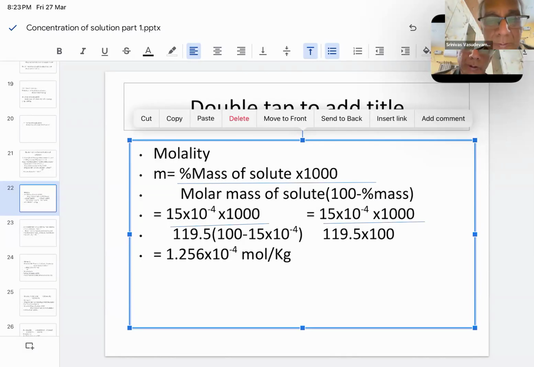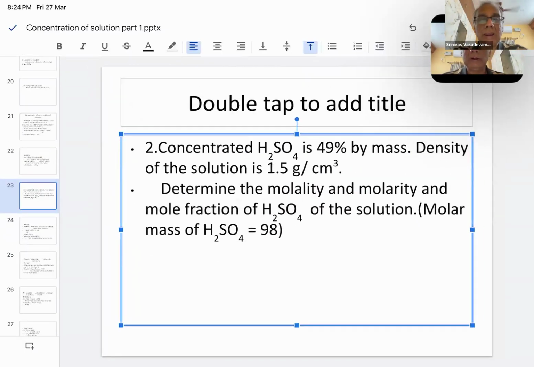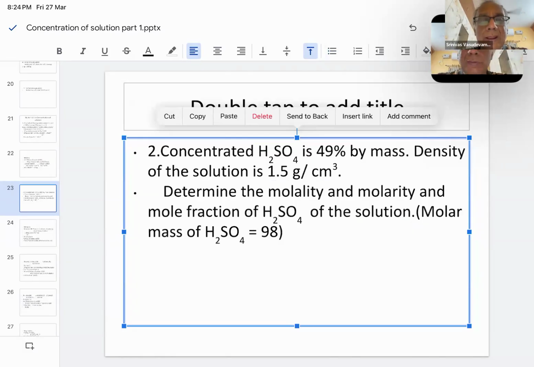If you don't give the unit, you will end up with 1.5 marks. So you should be very careful here. First you write the formula, then show the substitution, then write the answer with the unit here. Right. Next numerical will say concentrated sulfuric acid is 49% by mass.